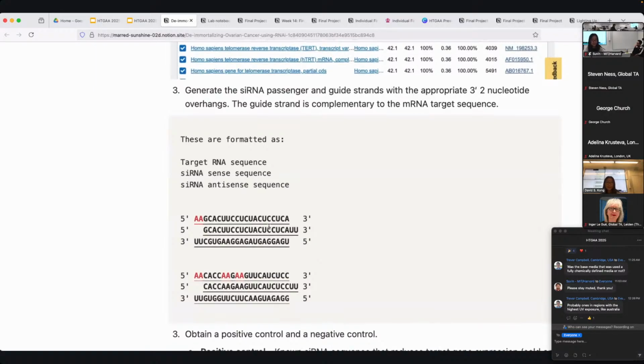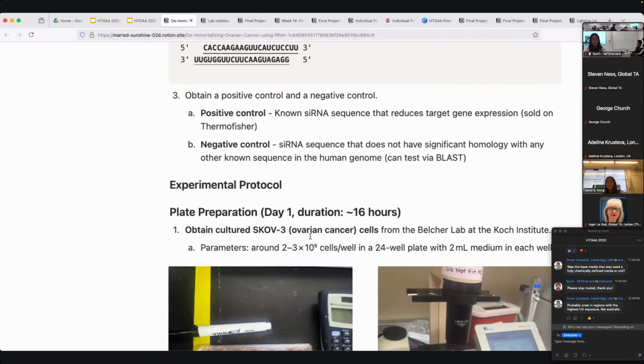After that, I generated the sense and anti-sense sequences for those siRNAs. And I also purchased a positive control and negative control, which are siRNAs that are known to work on telomerase and one that doesn't work on any sequence in the human genome.